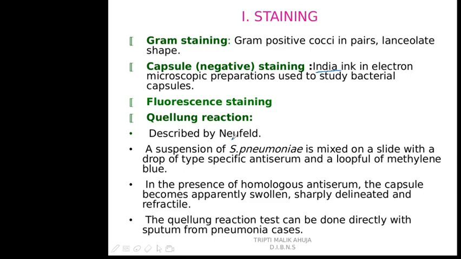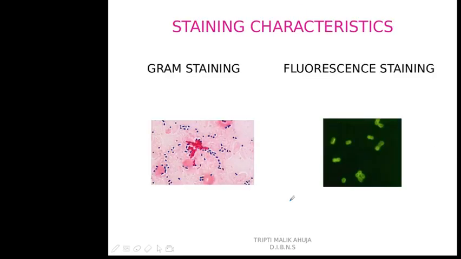This is a rapid test in which a suspension of the bacteria is taken. It can also be carried out directly with the sputum from the pneumonia case. To this, the specific antiserum is mixed, and then one loopful of methylene blue is added. If the sample contains S. pneumoniae, then the capsules become swollen, and these are seen as sharply delineated and refractile.